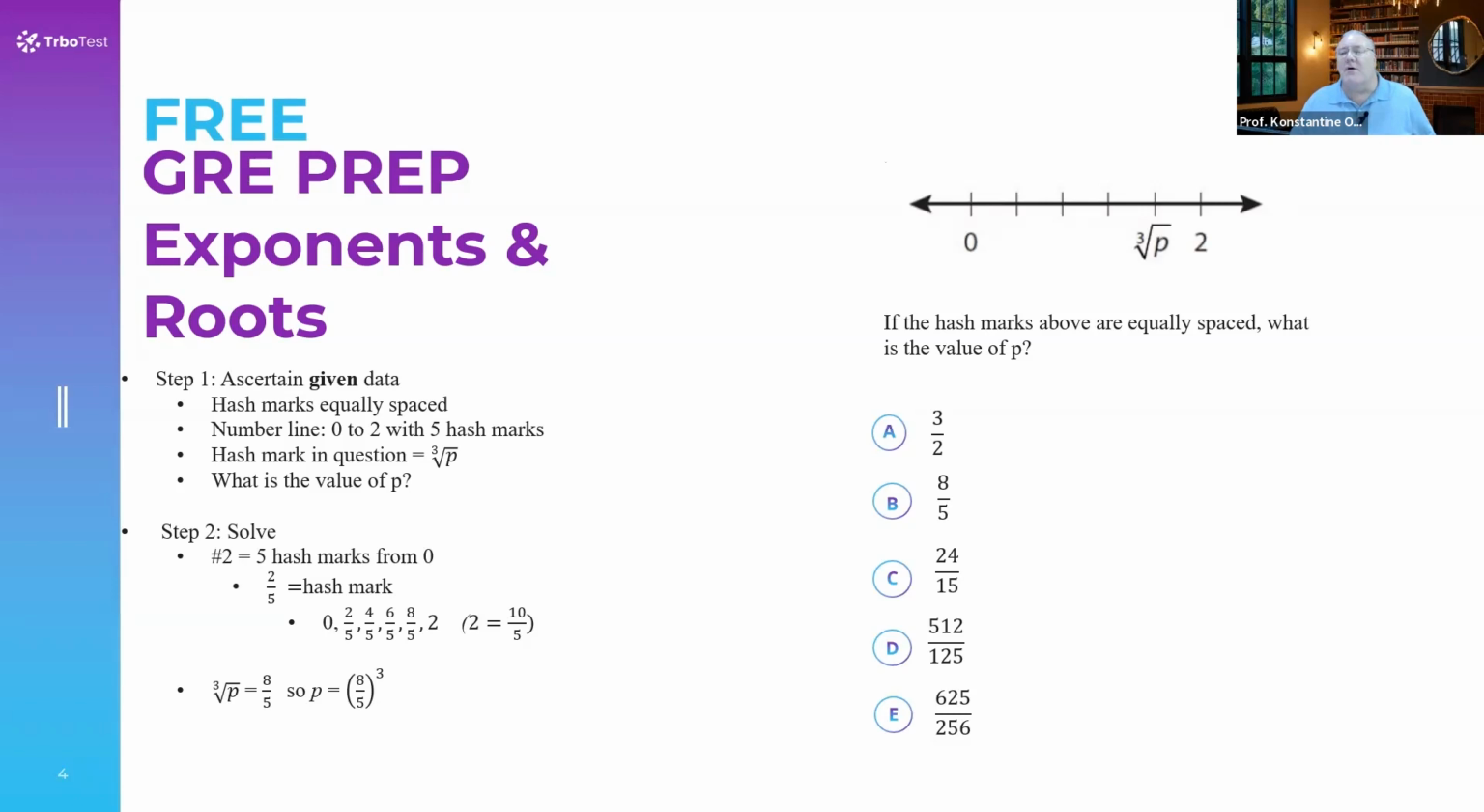8 over 5 only defines where that's found on a line, not the definition of P, so don't fall for that. So let's go ahead and cube 8 over 5. 8 over 5 cubed is 512 over 125. So P has to equal 512 over 125, which is D. D is the correct answer.